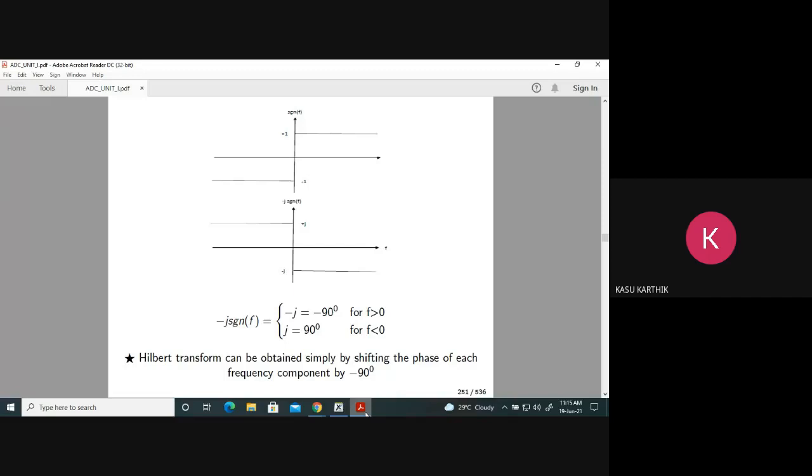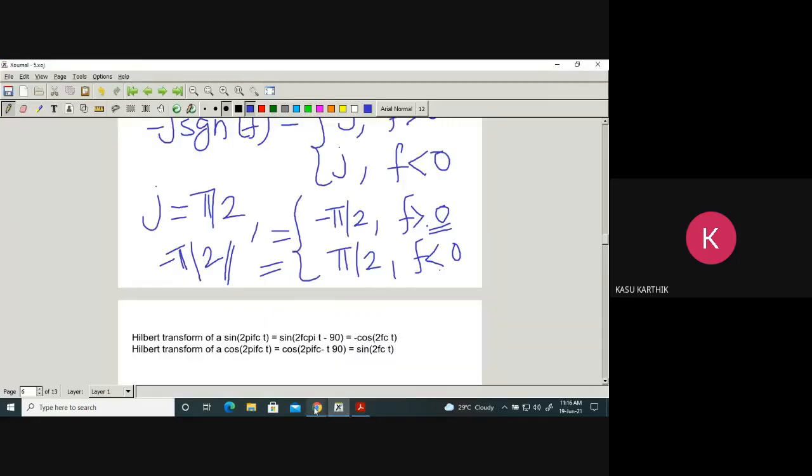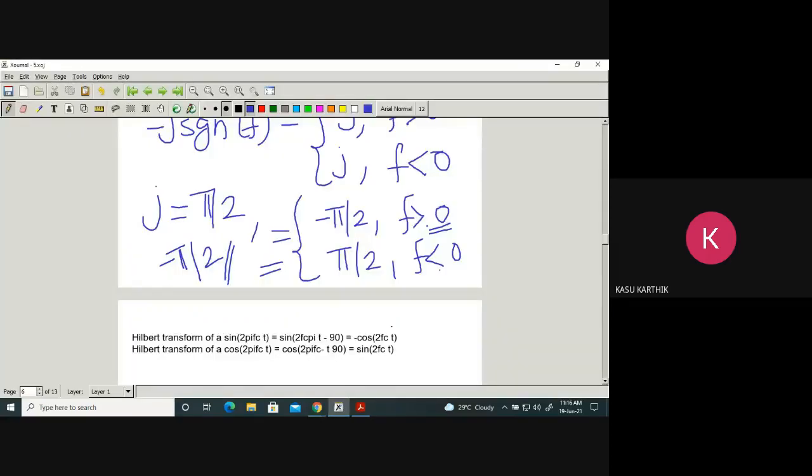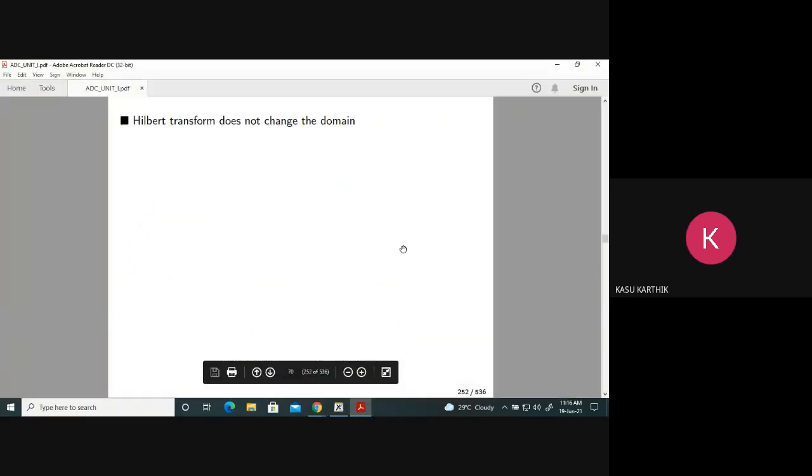I mentioned very clearly, Hilbert transform can be obtained by simply shifting the phase of each and every frequency component by minus 90 degrees, irrespective of the sign of the frequency. This is how mathematically we define the Hilbert transform. It is the ideal phase shifter of minus pi by 2 for all frequencies. Is it okay? Any doubts here? You can ask me. So this is one of the important things you must remember. Okay, so you only remember Hilbert transform means phase shift of minus pi by 2.